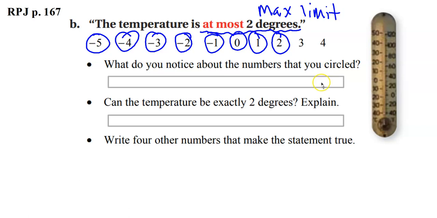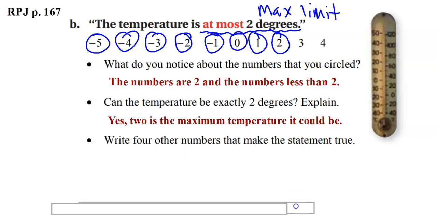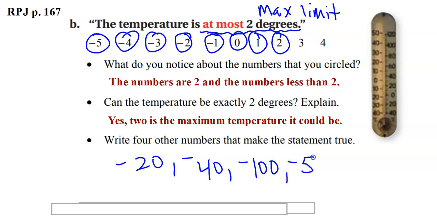So what did you notice about the numbers you circled? Hopefully you noticed that the numbers are 2 and less than 2. And then, can it be exactly 2? Yes, it can, because 2 is a maximum temperature. And then we could do things like minus 20. Minus 40. Maybe I could do minus 100. Maybe I could do minus 500. All of those numbers are less than 2. Of course, this would be an unreal temperature.